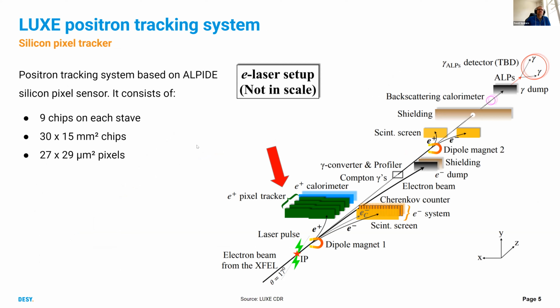The tracks are reconstructed from hits recorded by our positron tracking system. The electron-positron pairs which are created are separated by a strong magnet and then guided to the pixel tracker and the calorimeter. The detector is based on the ALPIDE silicon pixel sensor and it consists of 9 chips on each stave. These are these greenish rectangles which partly overlap in the setup.